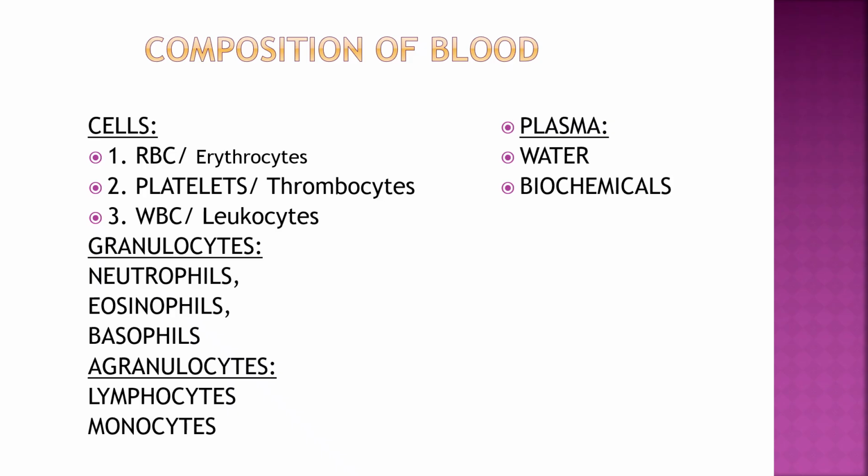Then plasma. So liquid portion is called as plasma and it mainly contains water, 80 to 90% water, and then biochemical substances like organic and inorganic. So organic like glucose, fatty acid, amino acid, proteins. So these are all organic compounds, and inorganic like sodium, potassium, chloride, calcium, phosphorus, iodine, iron, magnesium. So these are all inorganic compounds. So these form the biochemicals which are present in plasma.